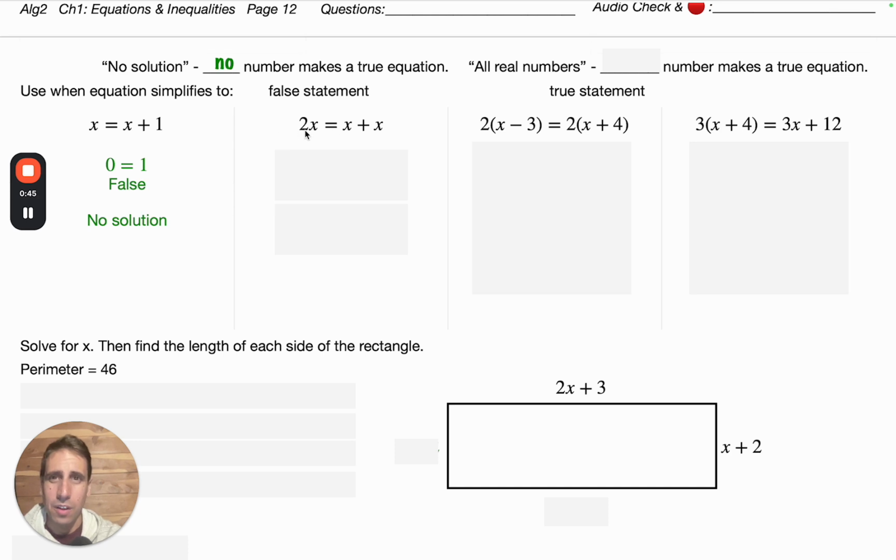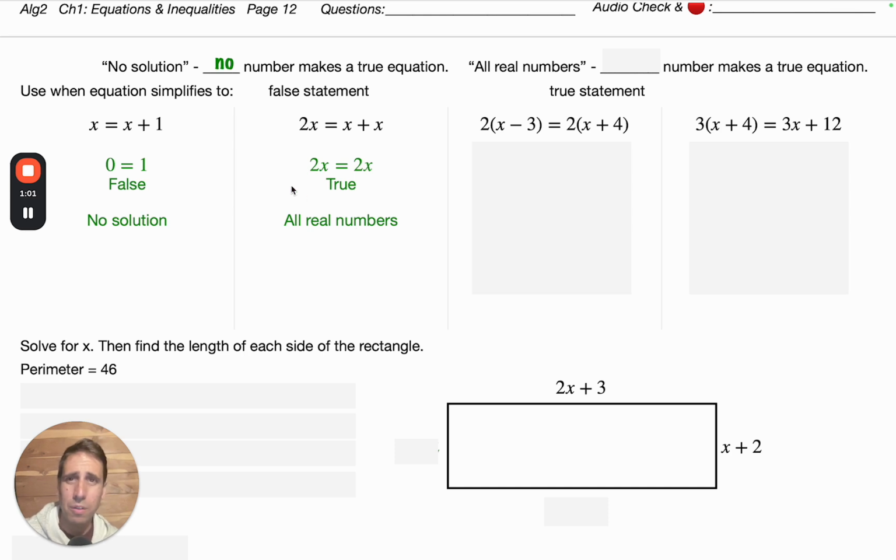Let's try this one over here. 2x is equal to x plus x. Well, I see x plus x. I can simplify that to 2x, which is a true statement. And that's strange: 2x equals 2x. All real numbers satisfy that.